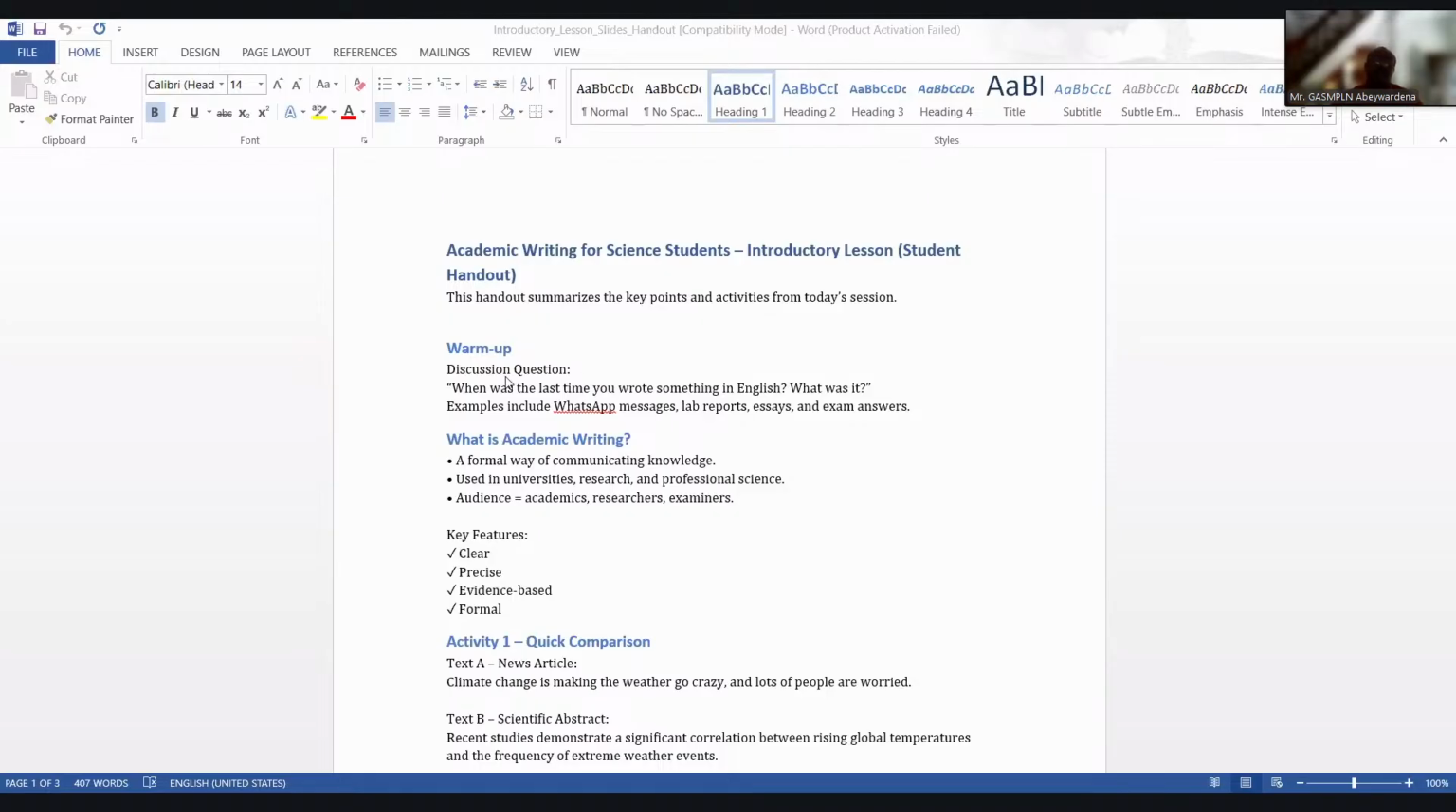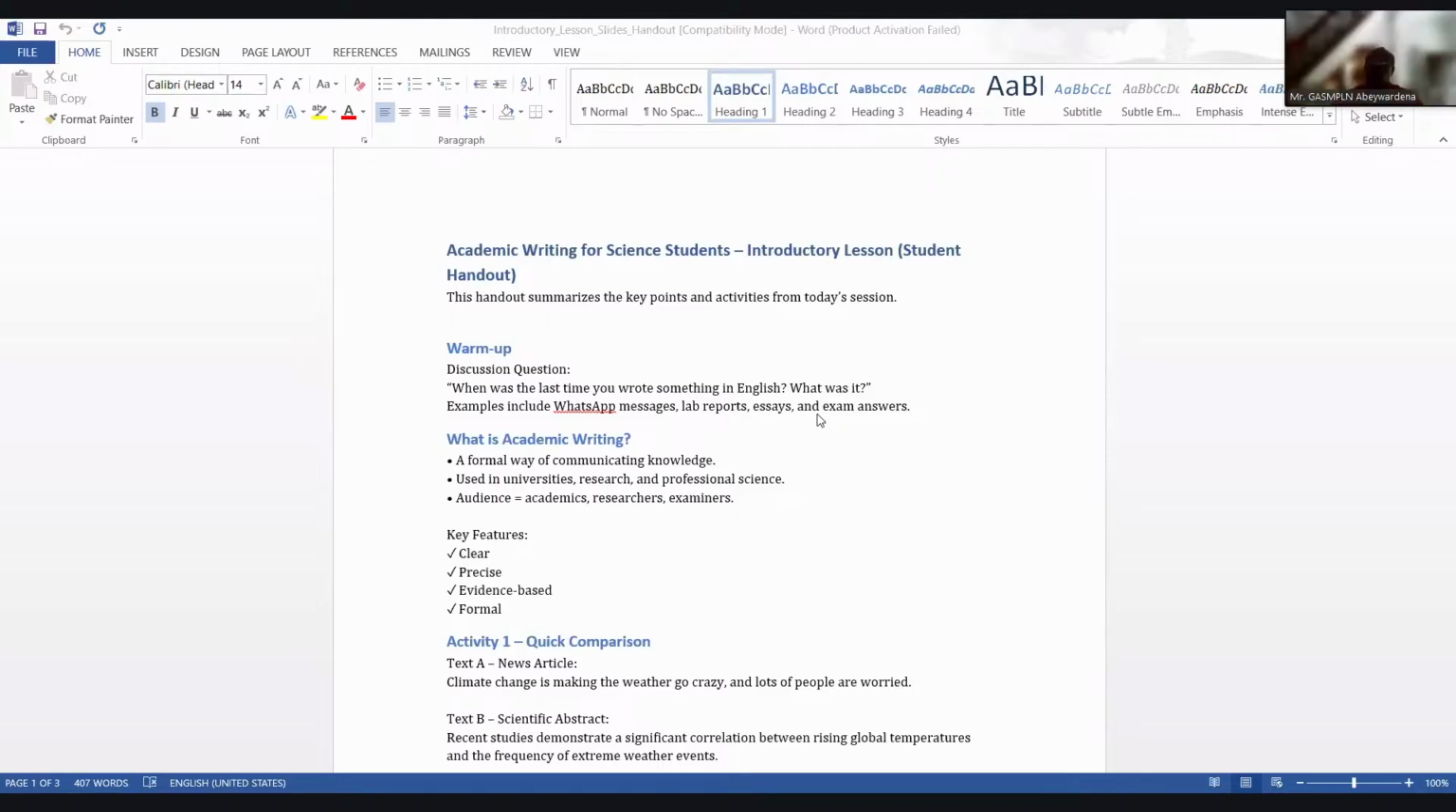Look at this. Now already I have given you the answer. When was the last time you wrote something in English? Can you remember? When did you write something in English? Did you write it yesterday? This morning? 2 weeks back? Right? Anything in English, including WhatsApp messages, lab report, essays, exam answers, or whatever. Maybe short messages, whatever. Can you remember? Yes.